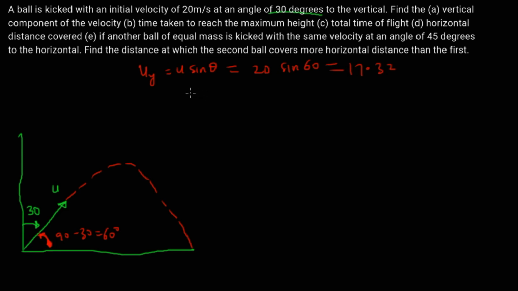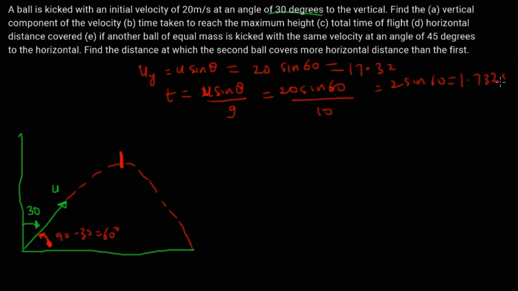You may also find the horizontal component, which is ux equals u cos theta. Now, the time taken to reach the maximum height, the time required to get to this point, that is small letter t, which is equal to u sine theta upon g, where u is 20 and the sine of angle 60 degrees upon g. Let's use g as 10, so that we'll have 2 sine 60 degrees, twice sine of 60, which is root 3, and that's 1.732 seconds.